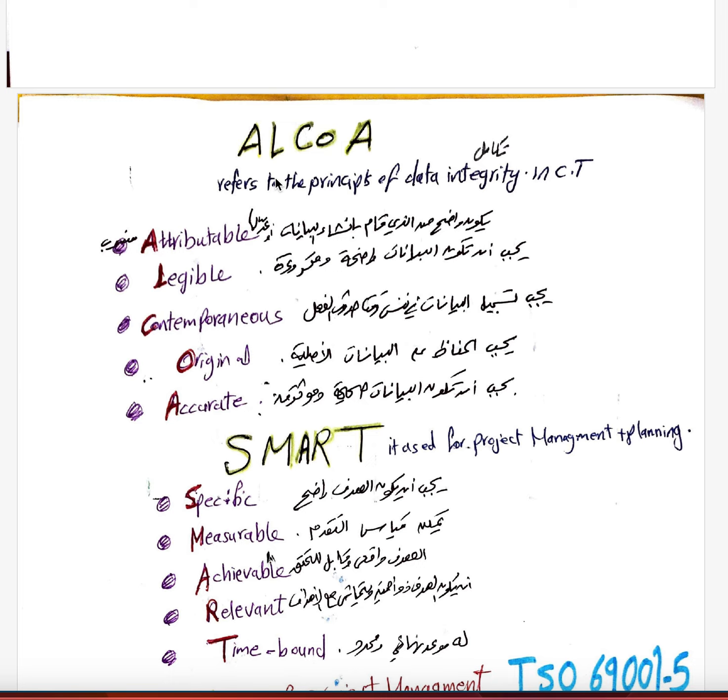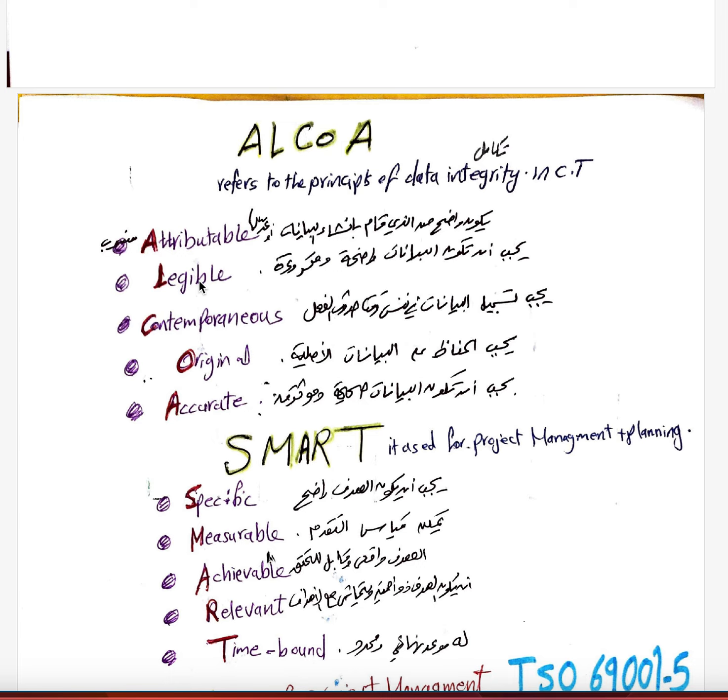So the first word is attributable. What does that mean exactly? Attributable means we know who is the person who wrote this data and who edited it. We know everything, and that is clear. So when we change this data, we know who is the person who did that. That's exactly what attributable is.